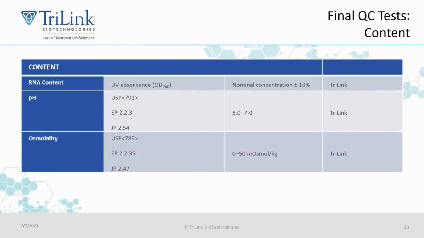RNA content is done by UV absorption at 260. We're typically going to target the target concentration plus or minus 10%. pH of messenger RNA is going to be driven by the buffer, but the majority of RNA sequences can be found in the pH range of 5 to 7. Osmolality can be important, especially for ex vivo applications. And a messenger RNA packaged in water would generally have an osmolality of 0 to 50 milliosmoles per kilogram.